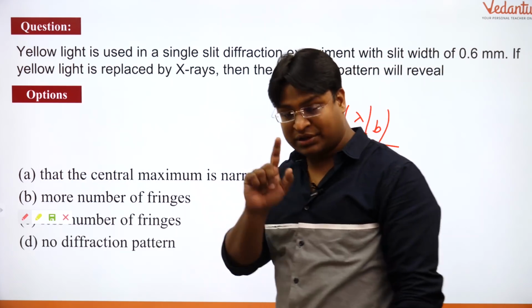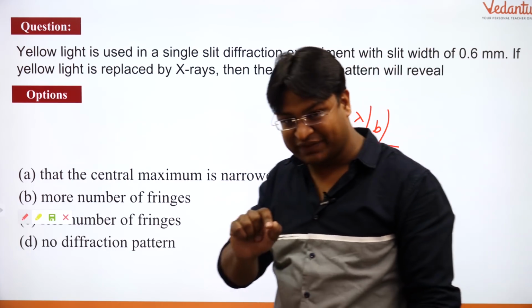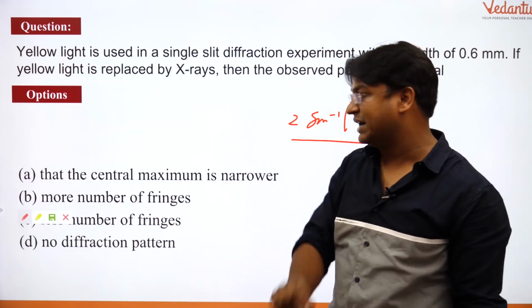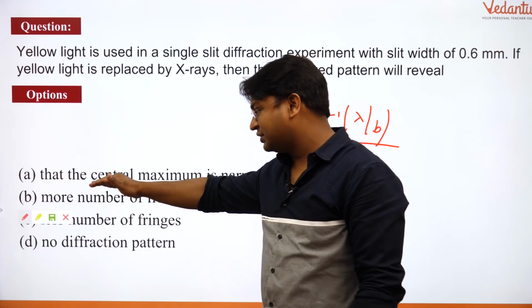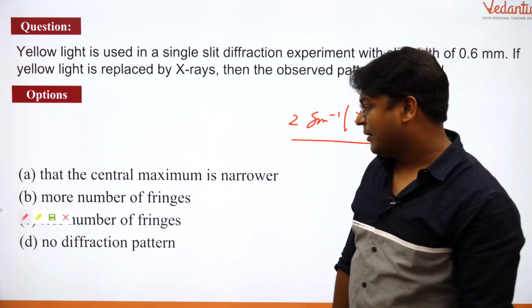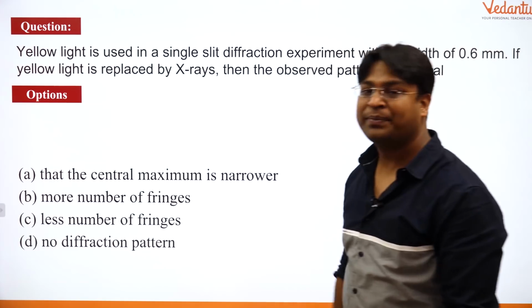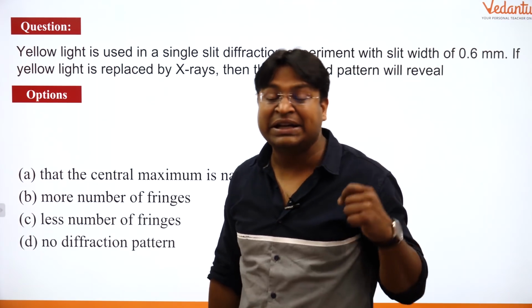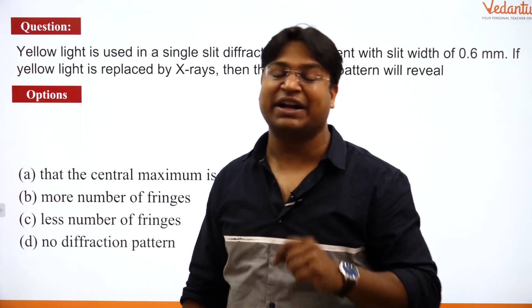That's true. The statement is true. If we decrease the wavelength, the central maxima becomes narrower. But again, as I said, this is a trick question, guys. Many of the students can just tick option A, but what's the trick in it? Well, we have not decreased the wavelength slightly. We have decreased the wavelength significantly.